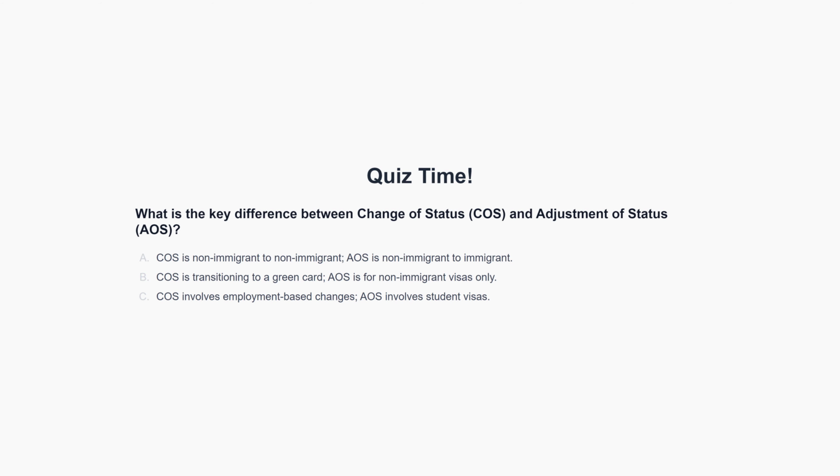Let's test your knowledge with a quick question. What is the key difference between change of status, COS, and adjustment of status, AOS? Is it A, COS is non-immigrant to non-immigrant, AOS is non-immigrant to immigrant, B, COS is transitioning to a green card, AOS is for non-immigrant visas only, or C, COS involves employment-based changes, AOS involves student visas? You may pause the video now to think about the answer. We will discuss the answer in the next section of the video.